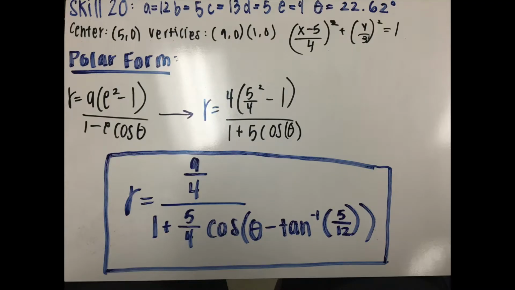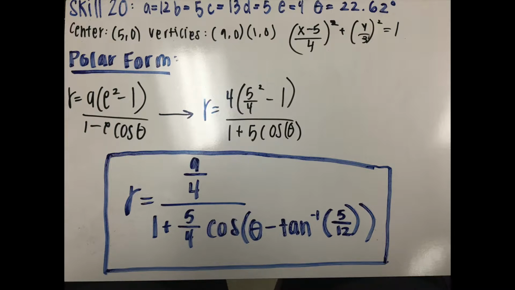Okay, so for this problem, I made my A value 12, B is 5, C is 13, D is 5, and E is 4. And then my theta is 22.62 degrees.